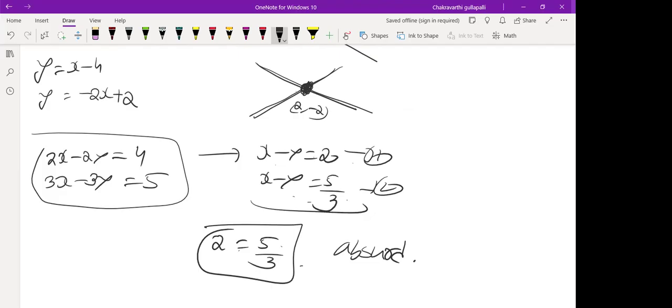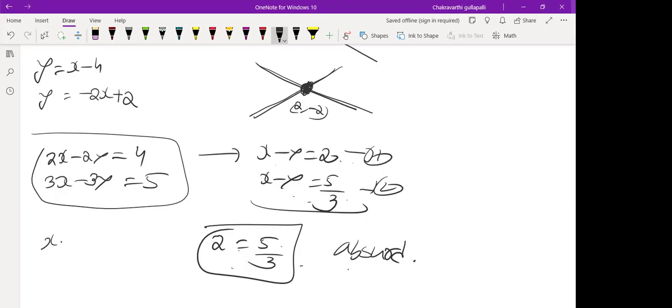For no values of x and y, if it is satisfying the first, it cannot satisfy the second. There are no x and y which will satisfy both, because you are getting an absurdity. So there exists no x and y which will satisfy both.